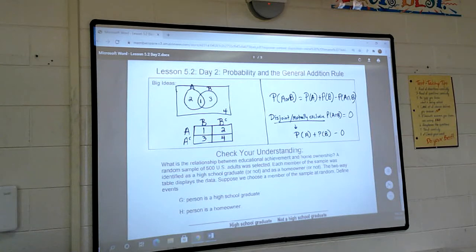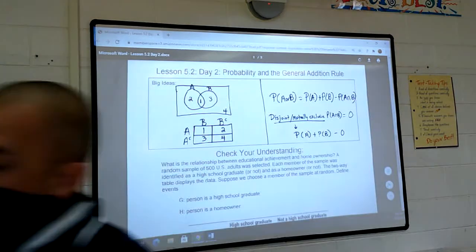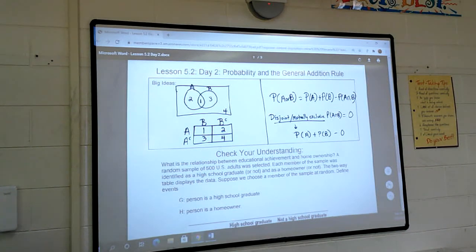If they were disjoint and you were drawing a Venn diagram, the Venn diagram would not overlap at all because there would be no time where they both happen. But we're talking about things now that do overlap, so they can happen at the same time. So that means they're not mutually exclusive. They're not disjoint. There is a probability of them occurring together. So that's why we do the probability of A plus the probability of B minus the probability of A and B.